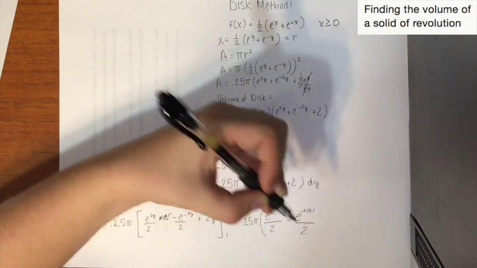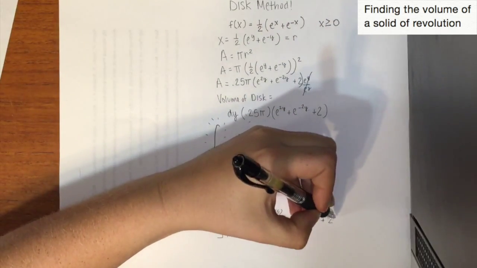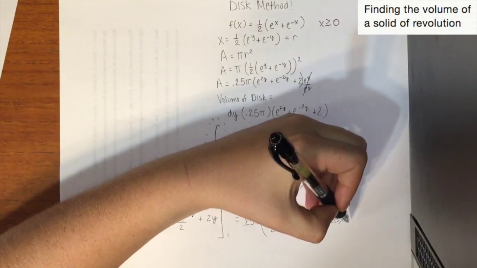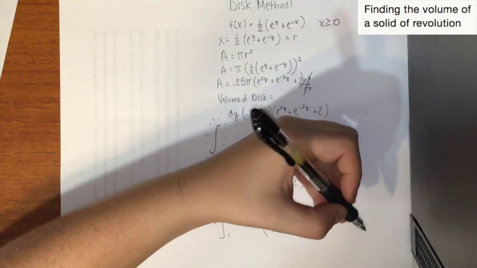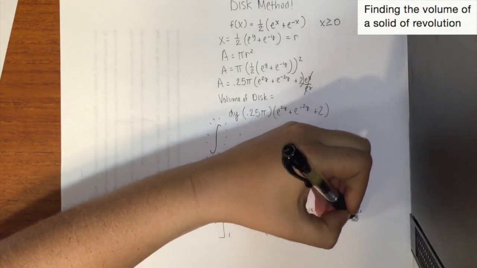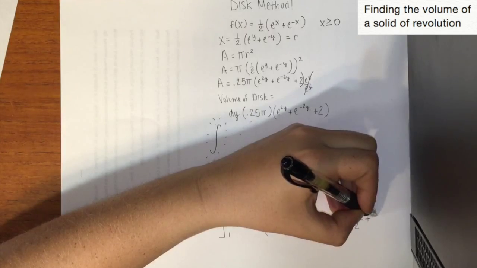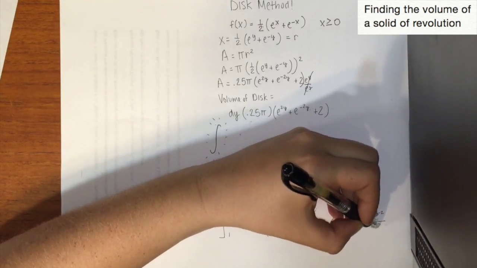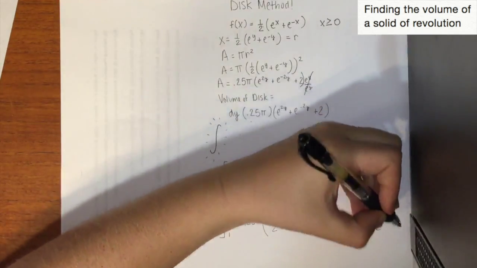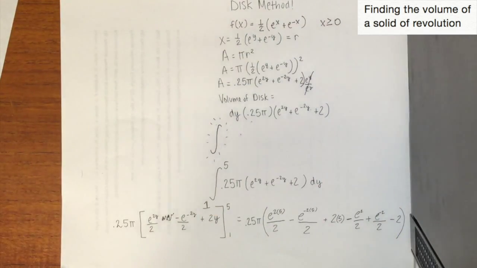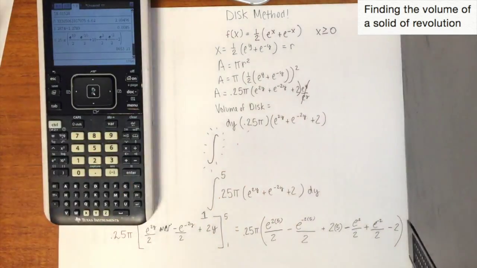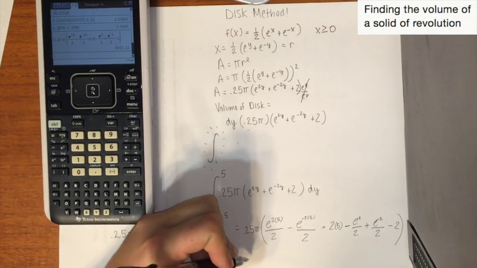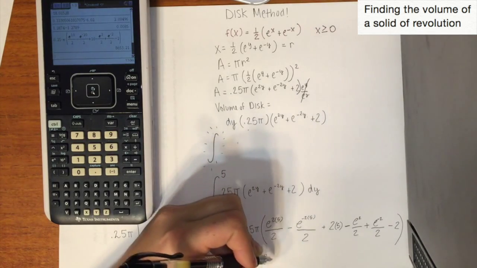So that would be equal to 1/4 pi times, open parentheses, e to the 2 times 5 over 2 minus e to the negative 2 times 5 over 2 plus 2 times 5, minus the antiderivative at 1. I went ahead and already changed the signs, so it would be e to the 2 over 2 plus e to the negative 2 over 2 minus 2. I used a calculator to solve it, and boom, you get 8,653.21 as the volume.